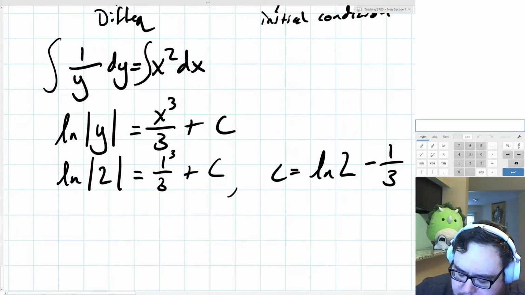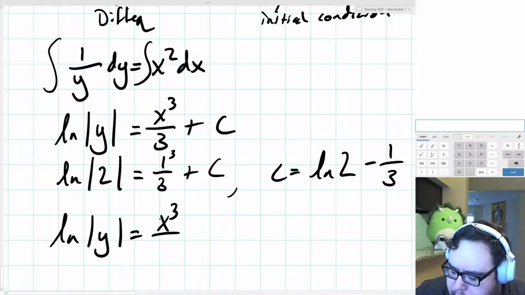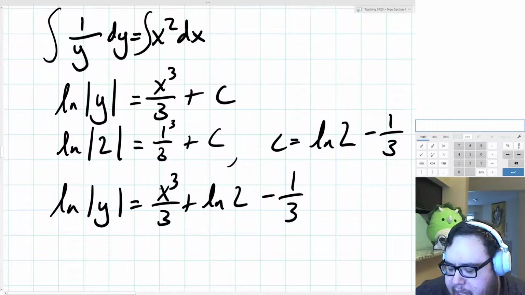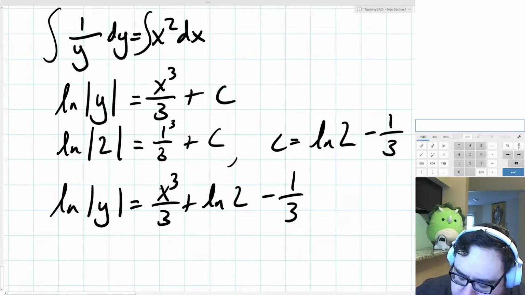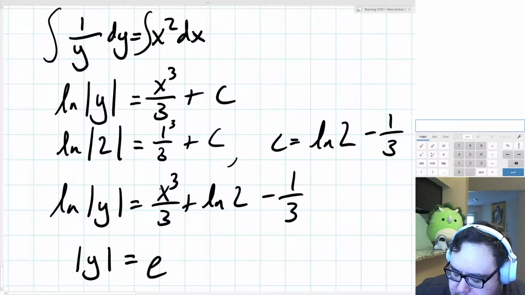So we can plug that in. The natural log of the absolute value of y is equal to x cubed over 3 plus the natural log of 2 minus 1/3. And then we need to do e to the power of both sides. So e to the ln of the absolute value of y gives us the absolute value of y is equal to e to the x cubed over 3 plus ln of 2 minus 1/3.